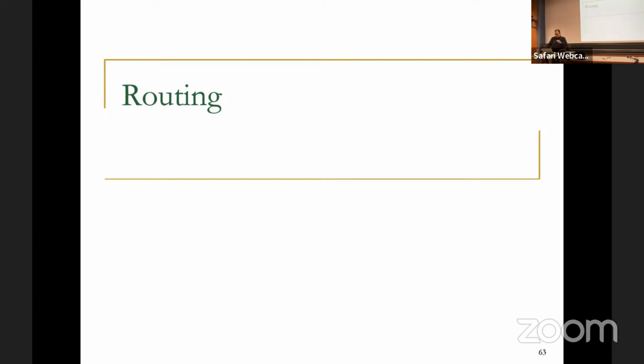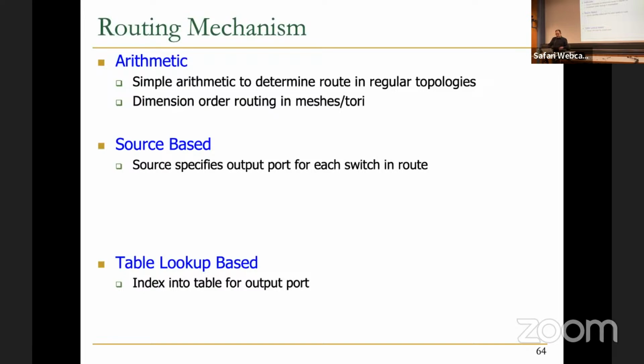Okay, let's now also learn more about routing. So again, we're going to start with some terminology. A routing mechanism can involve arithmetic, which is simple arithmetic to determine routes in regular topologies. Like, what's the arithmetic that can tell you how to reach the destination? Somehow you need to address your source nodes and destination, and there should be arithmetic that says how you can reach the destination.